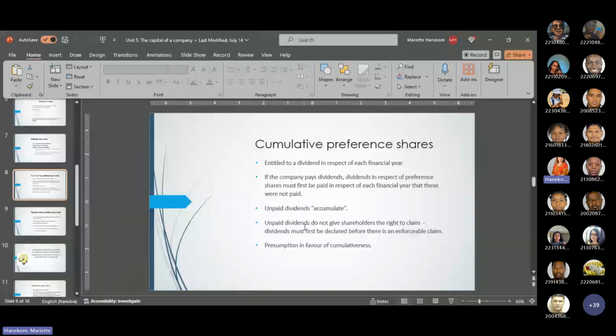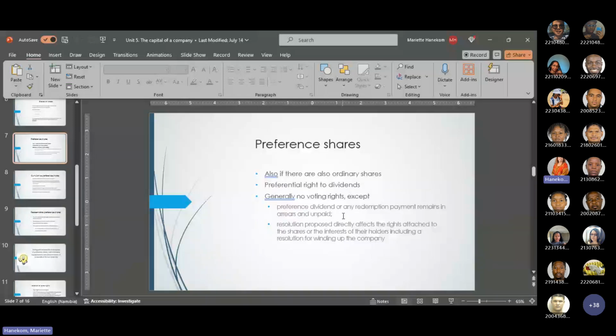Your unpaid dividends don't lapse, but you don't have the right to claim them. You can't take the company to court and say they must be paid now. It still remains the director's right to declare them. Dividends must first be declared. Once they have been declared, however, you have an enforceable claim for the actual cash. While your dividends are in arrears, so if for a certain year you didn't get anything, you have voting rights. The moment everything has been paid up, you don't have voting rights.